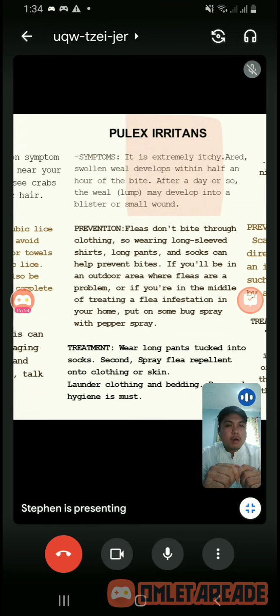Sir, pwede po bang baygon sa puksa ng kuto? Pwede po. So, treatment: wear long pants tucked into socks. Second, spray flea repellent to clothing or skin. Launder clothing and bedding. So, laban natin. So, on my own opinion, mas the best pa rin ang pagkakaroon ng personal hygiene.